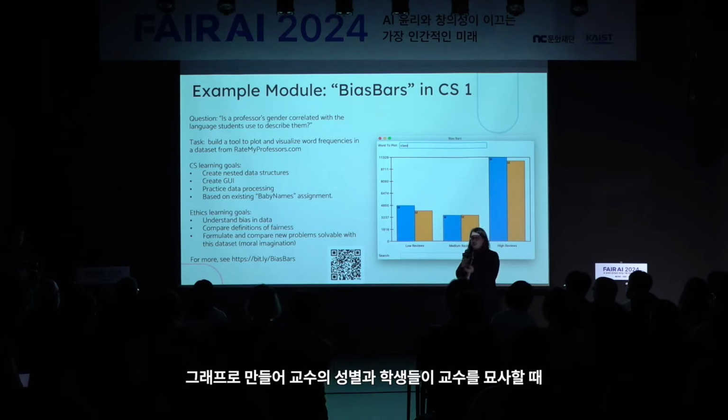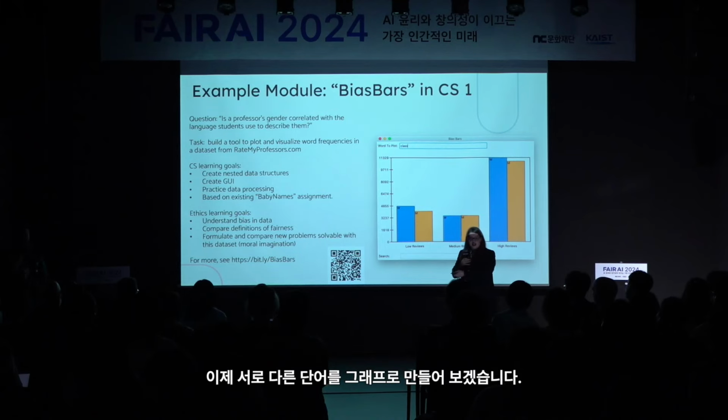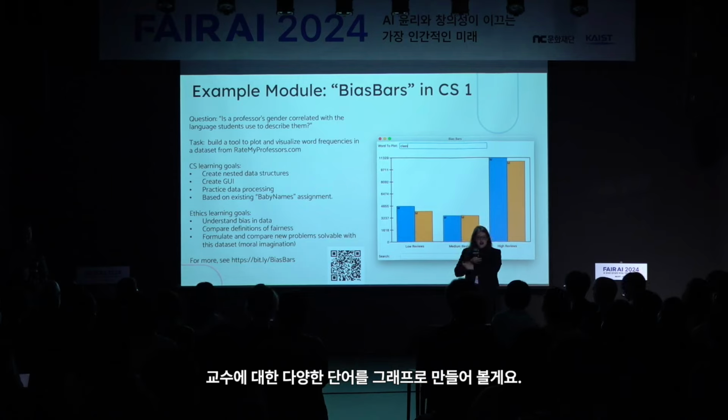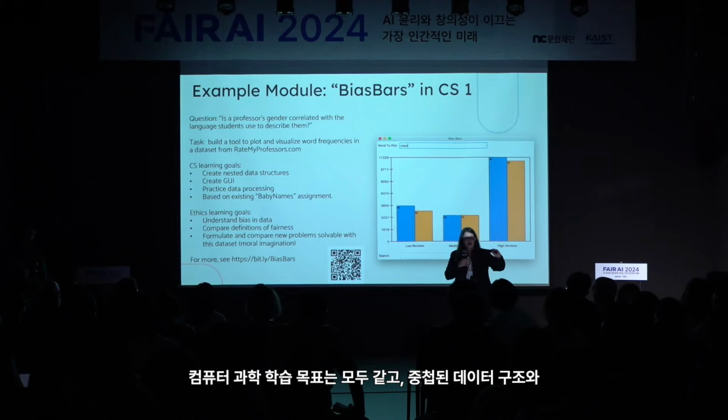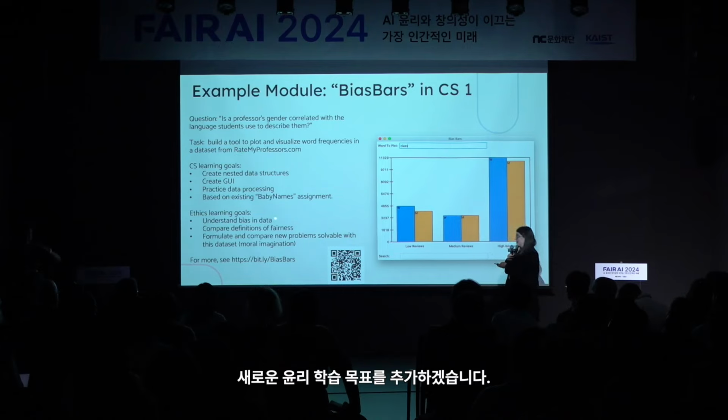And let's see, is a professor's gender correlated with the language that students use to describe them? So let's have the same idea of graphing different words, but now we're going to graph these different words about professors. So we keep all the same computer science learning goals. We keep nested data structures, GUI, data processing.